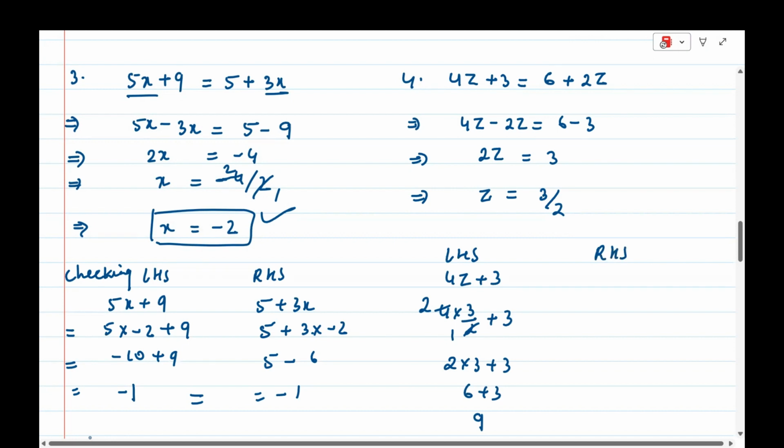Right hand side, 6 plus 2z, here 6 plus 2 into 3 by 2. 2 ones are, 2 ones are, 6 plus 3, which is 9. As both are equal, our answer is correct.